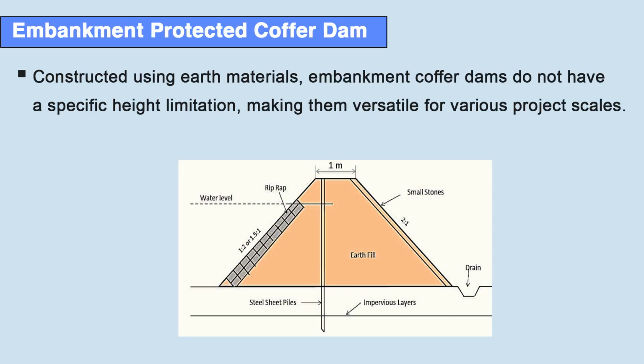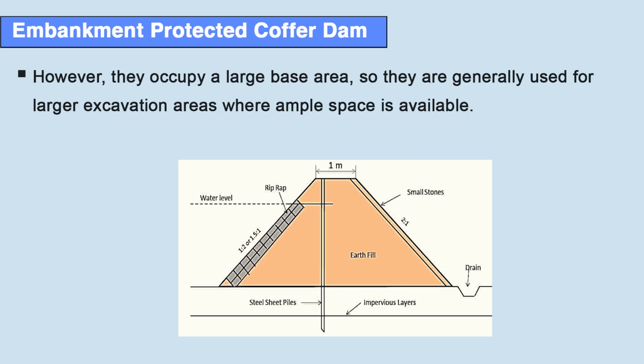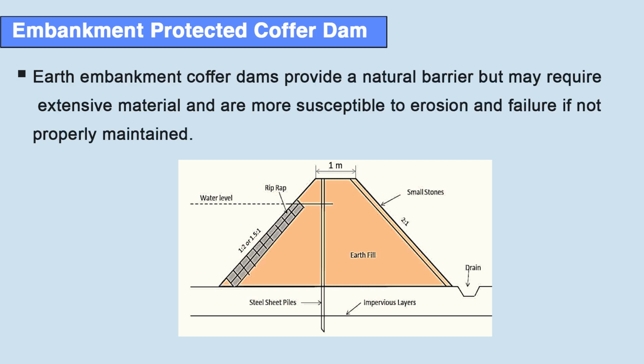Then the next is the embankment protected coffer dam. Constructed using earth material, embankment coffer dams do not have specific height limitations, making them versatile for various project scales. However, they occupy a large base area, so they are generally used for larger excavation areas where ample space is available. Earth embankment coffer dams provide a natural barrier, but may require extensive material and are more susceptible to erosion and failure if not properly maintained.